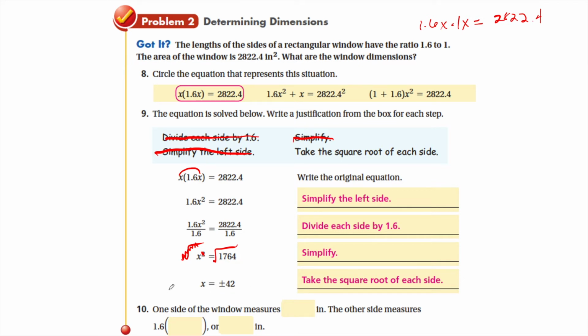So part 10. One side of the window measures, in this case, 42 inches. The other side would have to measure 1.6 times 42, which is just about 67.2 inches. Great work.